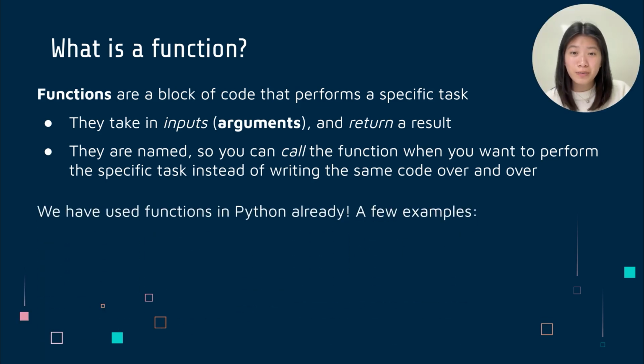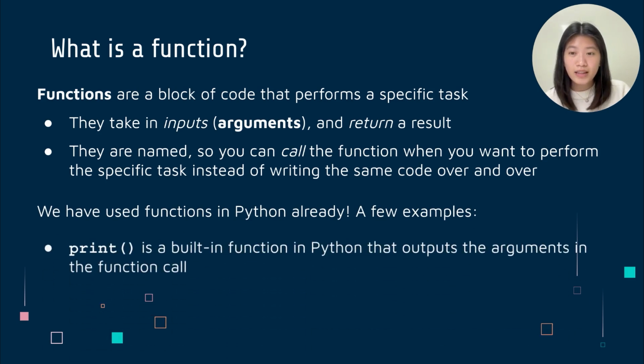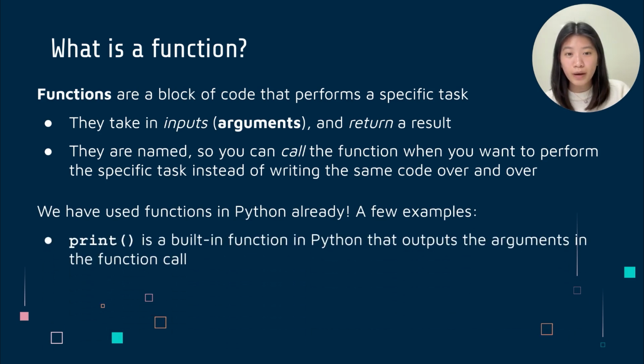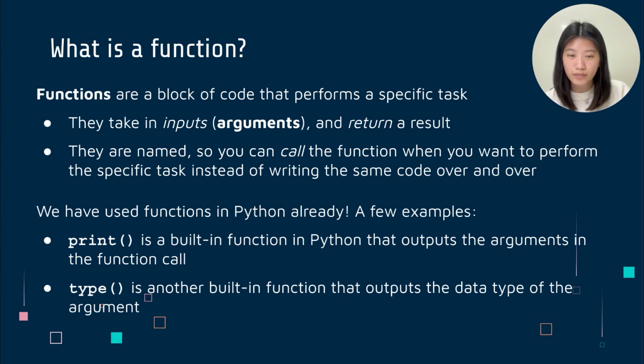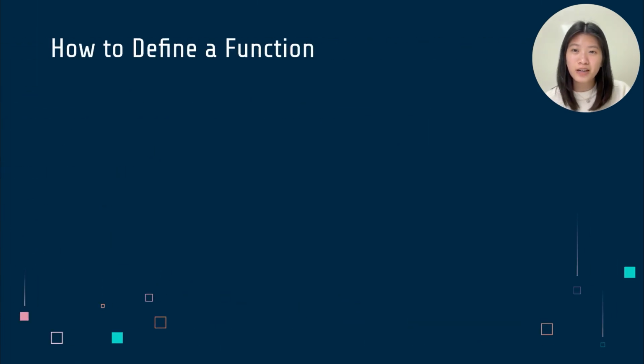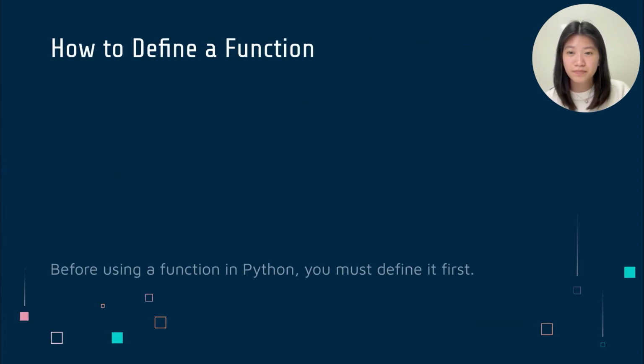We've used functions in Python a lot already in the past few lessons. A few examples include the print function, which is a built-in function in Python that outputs the arguments in the function call. We've also looked at the type function, which is another built-in function that outputs the data type of an argument. So let's first talk about how we can define a function.